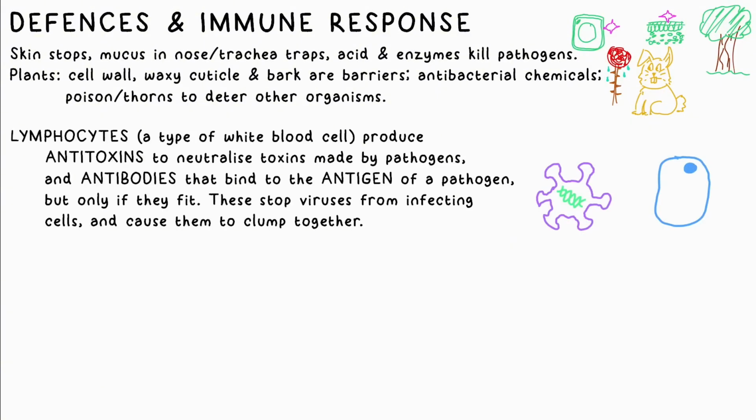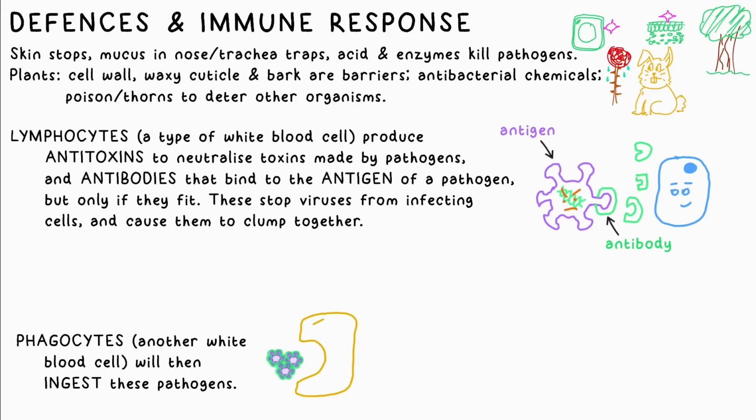They produce antitoxins to neutralize the poisons pathogens produce, and also they make antibodies which stick to the antigen on a pathogen, and this stops them from being able to infect more cells, and it makes them clump together. Phagocytes are then able to ingest them and destroy them. An antigen on a pathogen will have a specific shape, so that means only an antibody that fits it will neutralize it. If pathogens are unknown to the immune system, lymphocytes will start making all different shapes until one fits.